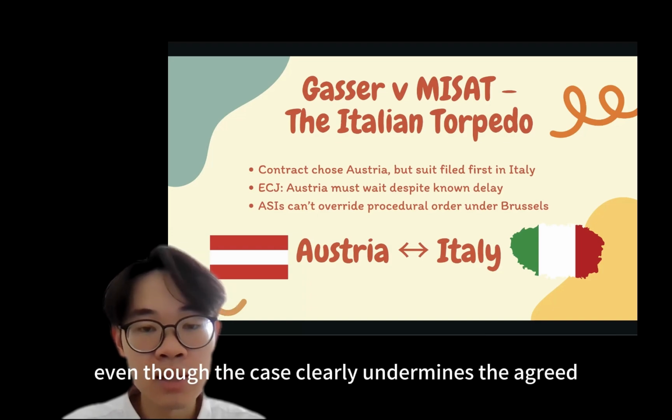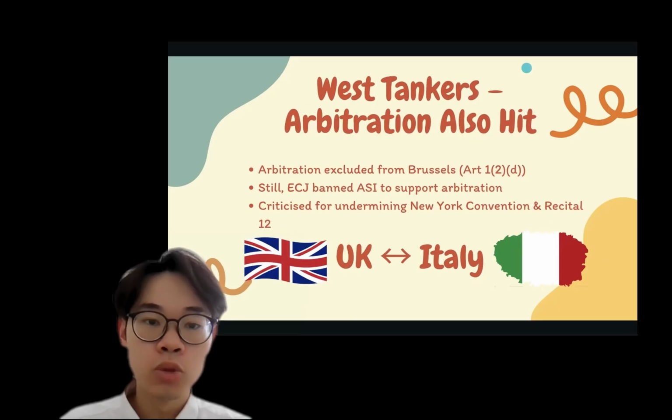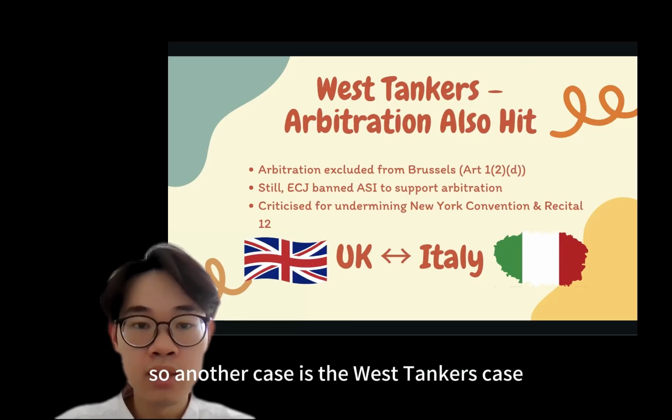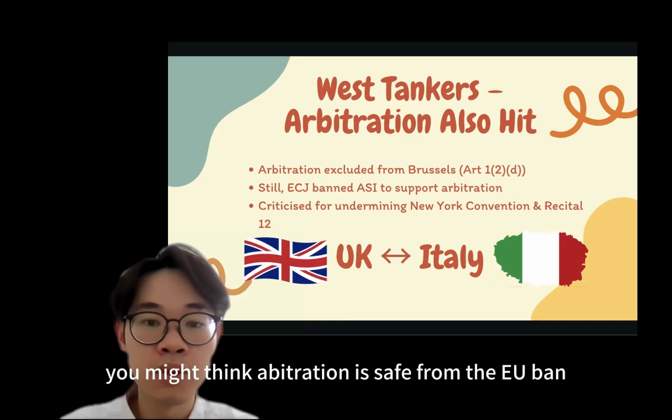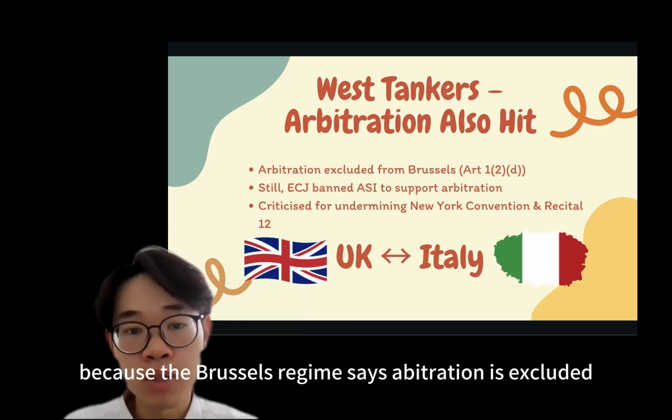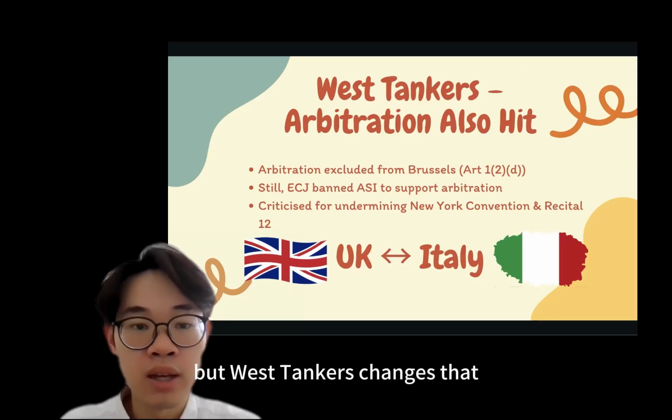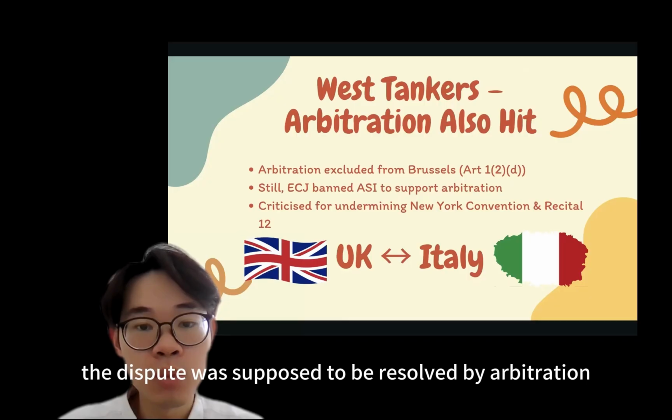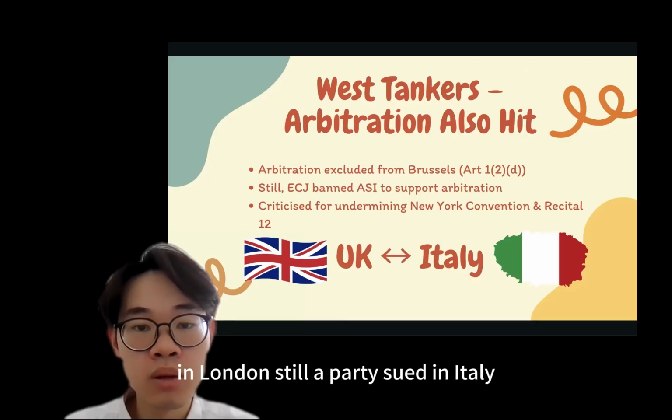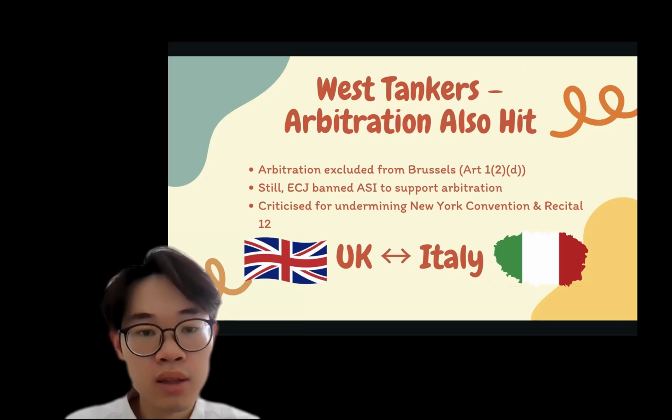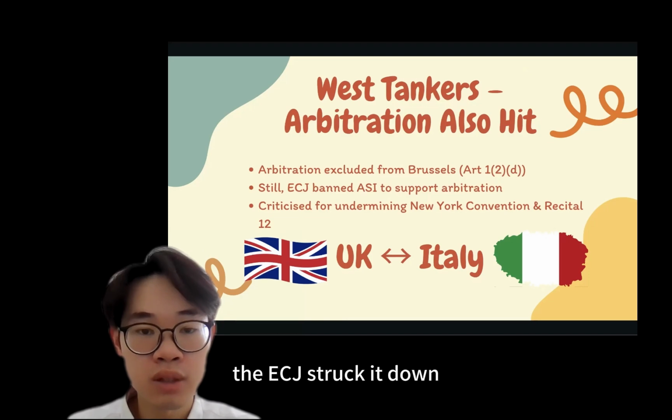Even though the case clearly undermines the agreed jurisdiction clause. So another case is the West Tankers case. Arbitration isn't safe either. You might think arbitration is safe from the EU ban, because the Brussels regime says arbitration is excluded. But West Tankers changes that. In this case, the dispute was supposed to be resolved by arbitration in London. Still, a party sued in Italy.